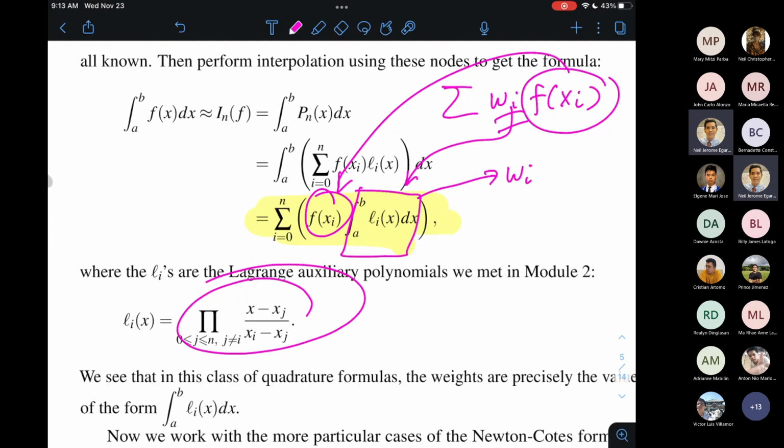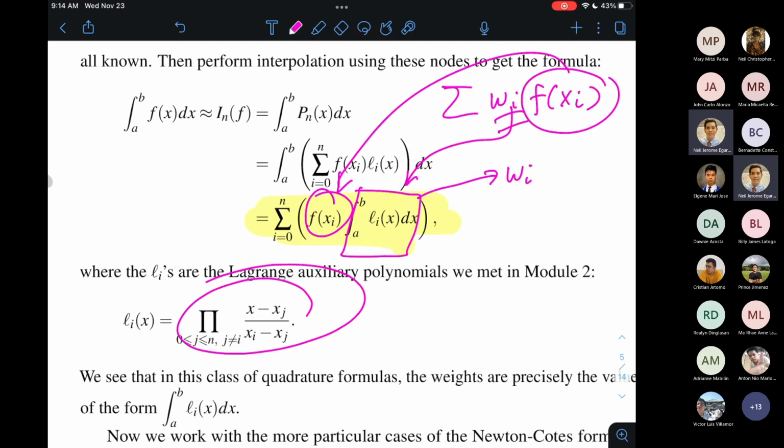So kung meron akong ipapa-numerically integrate sa inyo using Newton-Cotes formula, bumalik lang kayo dun sa program nyo sa chapter 1. Ibibigay niya sa inyo yung AIP. Alright? So pag nakuha mo na yung AIP, i-integrate mo lang yung AIP. Pwede mo nga ipa-integrate kay MATLAB yung AIP and there would be no long computations for that kasi madali lang talaga mag-compute ng integral ng polynomial, and then that's your Newton-Cotes quadrature estimate for the integral.